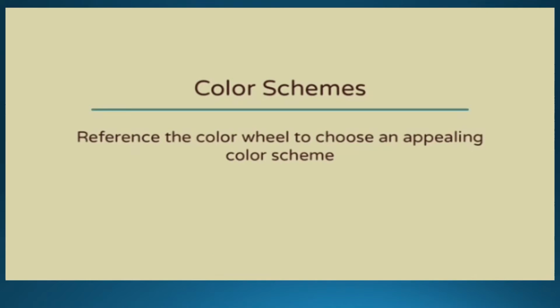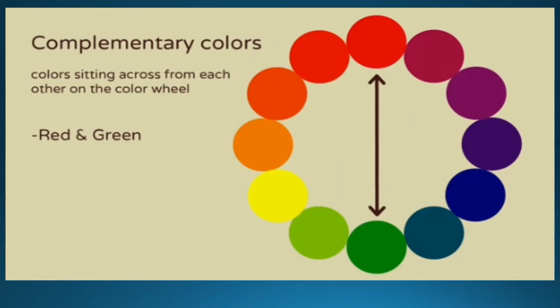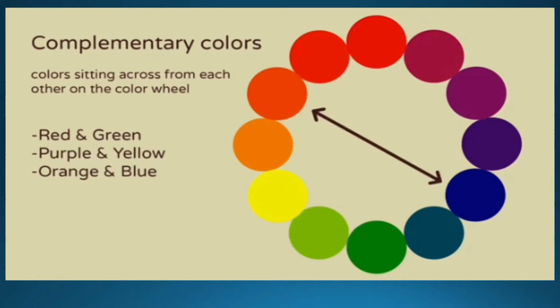The color wheel is a great reference when you're choosing an appealing color scheme. Here are some of the most common types of color schemes. A monochromatic color scheme is made up of one hue plus either white, black, or gray. Here you have a variety of tints, tones, and shades of red. Complementary colors sit across from each other on the color wheel. The most common pairs are red and green, purple and yellow, and orange and blue. Putting these next to each other creates great contrast and visual interest, but they can easily overpower each other, so it's important to use them carefully.